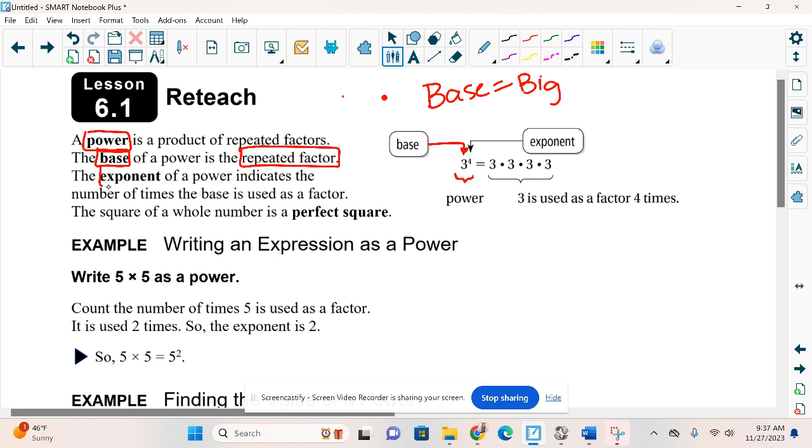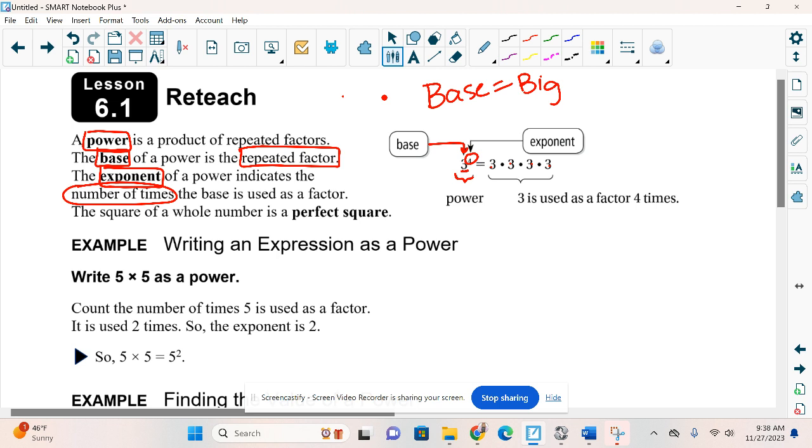I would also box in the word exponent. Your exponent of a power indicates the number of times the base is being repeated. So number of times. So for example, we have 3 to the 4th power right here. This means the base, being the 3, is the big number. That's the number being repeated. And then the exponent tells us how many times it's repeated. So we have 3, 1, 2, 3, 4 times.